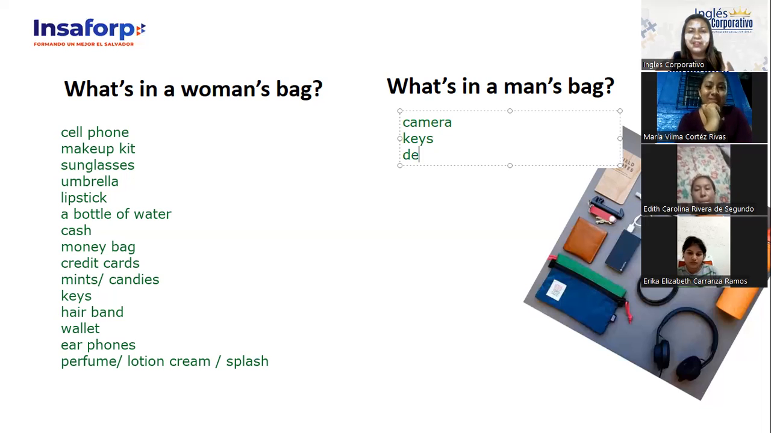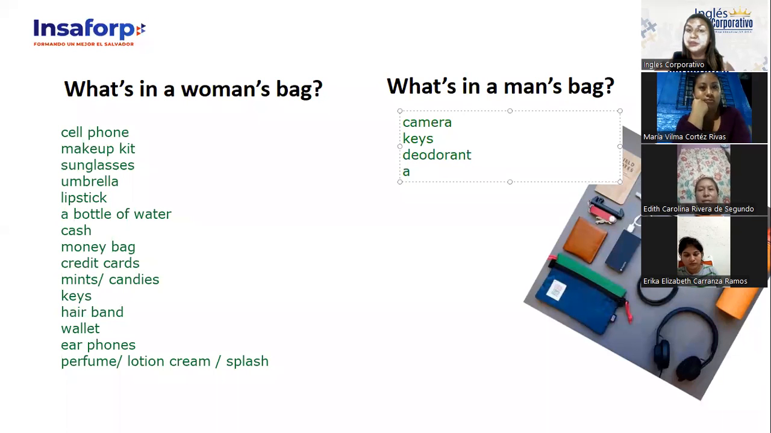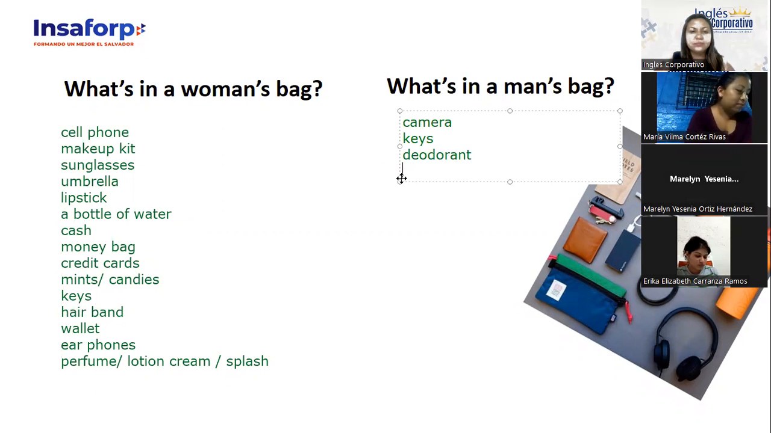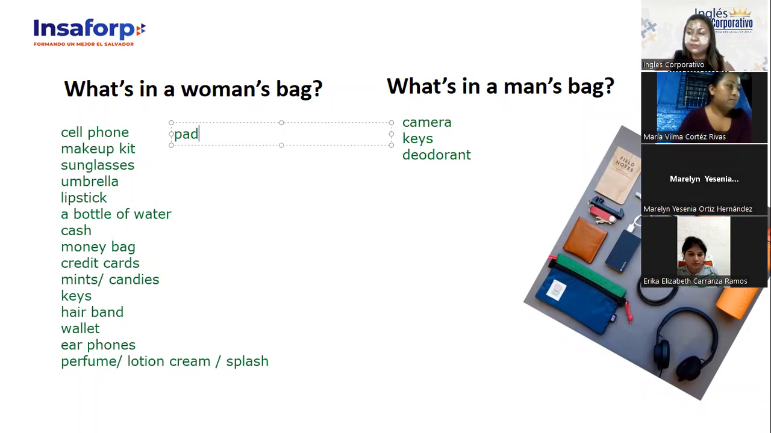Camera, keys, maybe a deodorant. A towel. A towel. Una toalla. Una toalla sanitaria. Ah, wow. En el caso de una mujer, pero ahorita ya estamos en el de un hombre. What's in a man's bag? Pero en el caso de mujer, toalla sanitaria se puede decir pad. Do you have a pad?